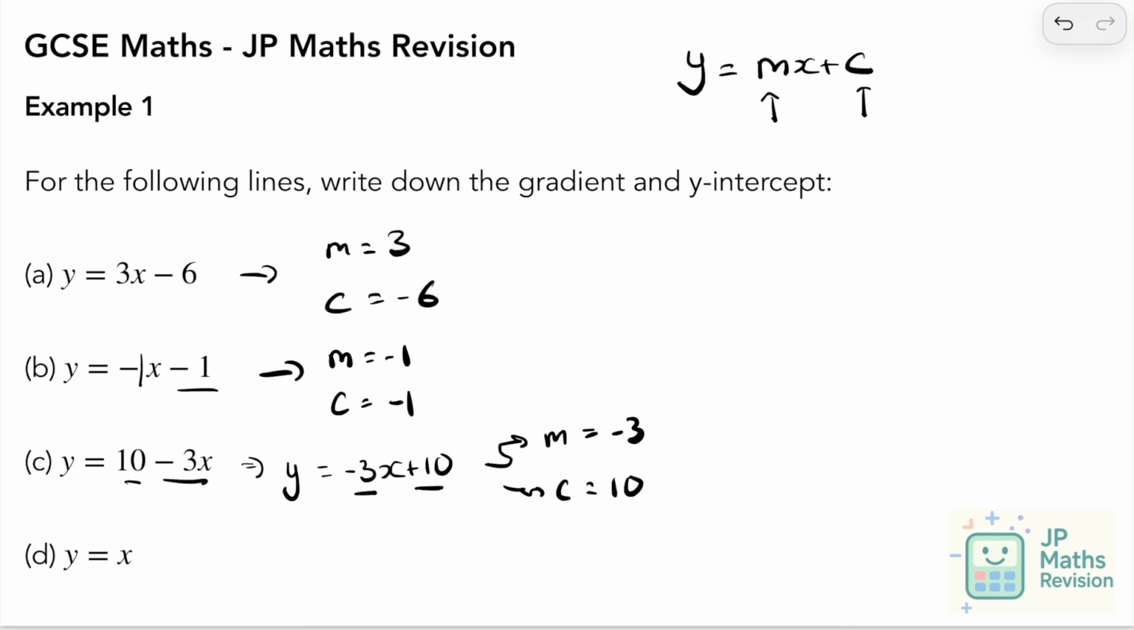This next one here, I just have y equals x. So if I wrote this in the form y equals mx plus c, it's going to be y equals 1x plus 0, because there's no c value. So that tells us that the gradient is 1 and the y-intercept is 0.